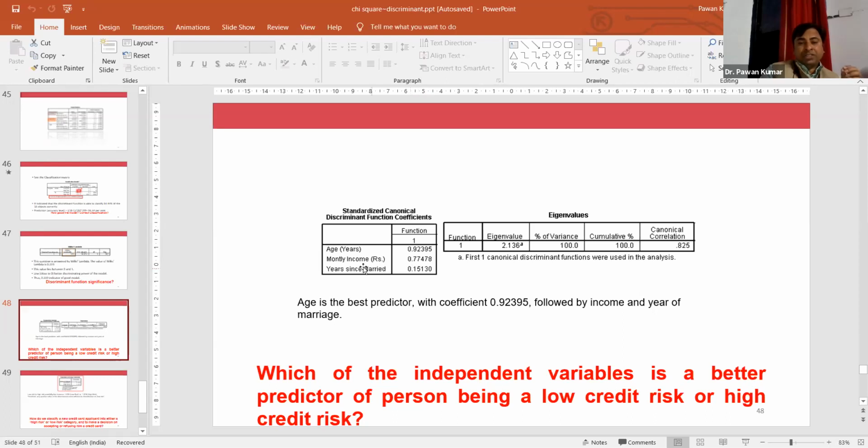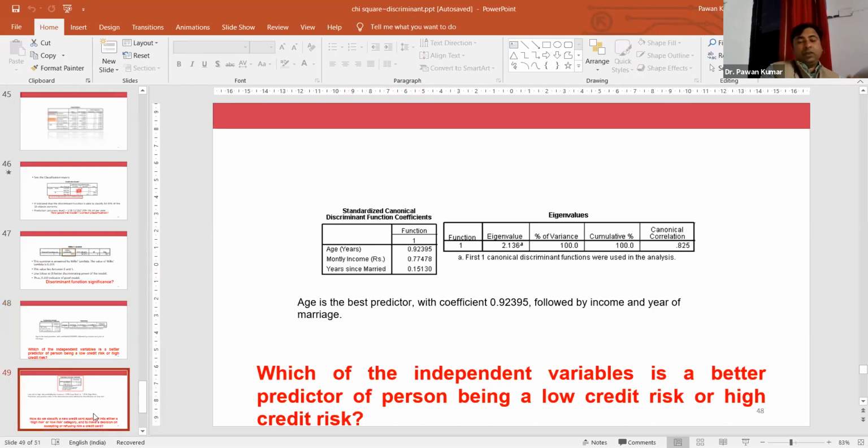So the higher the coefficient, like in the case of age, monthly income, and years since marriage, the coefficient for age is 0.92, which is greater than monthly income, which is greater than years since marriage. So we can say that age is the best predictor, with coefficient 0.92395, followed by income, and then followed by years since marriage.